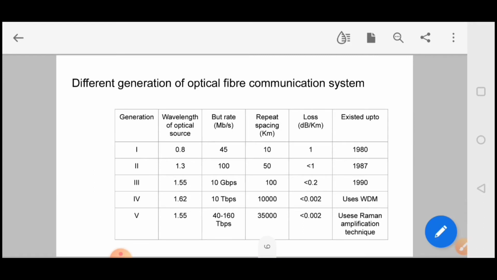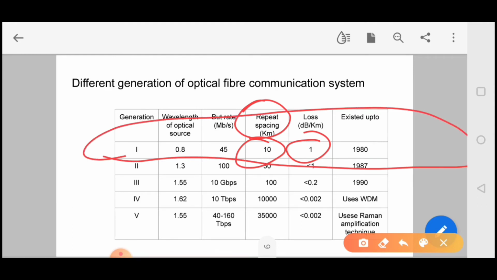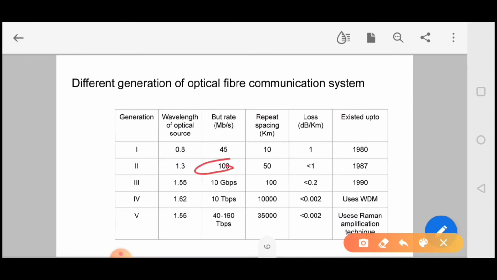Like in the first generation, 0.8 micrometer wavelength was used and the bit rate was 45 megabits per second. We use repeaters with a spacing of 10 kilometers and the loss was 1 dB per kilometer. This whole first generation came in the 1980s. Now in the second generation the optical wavelength shifted to 1.3 micrometer and the bit rate increased to 100 Mbps. The repeater spacing also increased to 50 kilometers. Losses were less than 1 dB per kilometer, and this came into the picture in 1987.